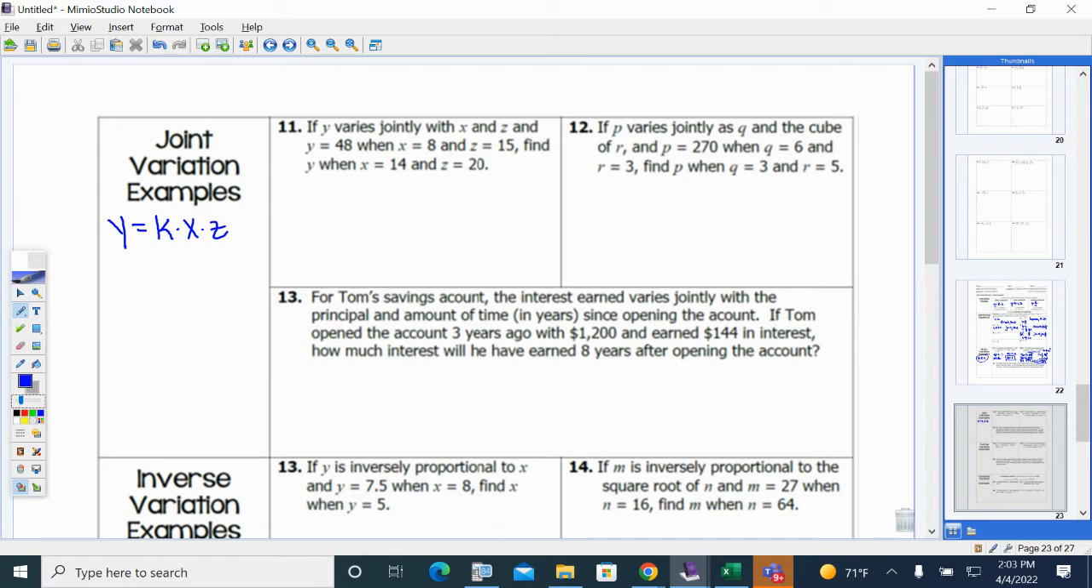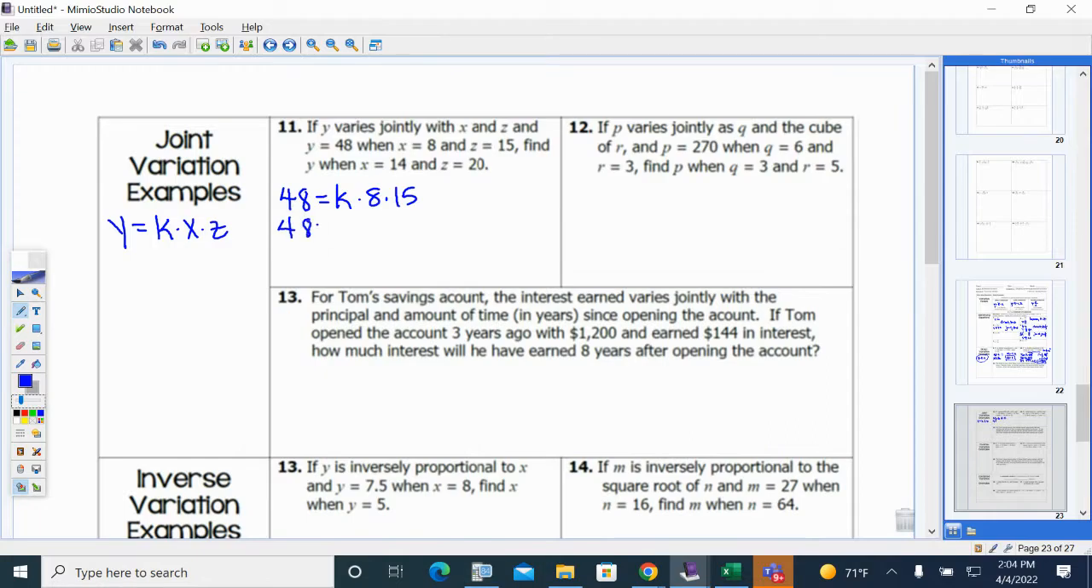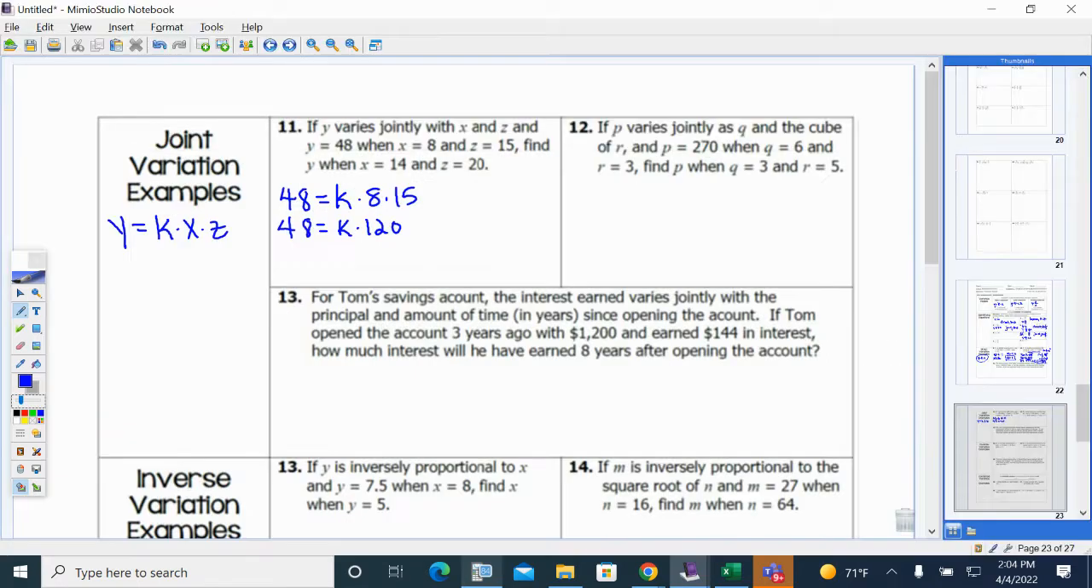So y equals 48 equals, I'm looking for k, x is 8, and z is 15. So I need to multiply 8 times 15. So 8 times 15 is 120. So 48 equals k times 120. We're going to divide both sides by 120. So 48 divided by 120 and we get 2/5. So k equals 2/5.